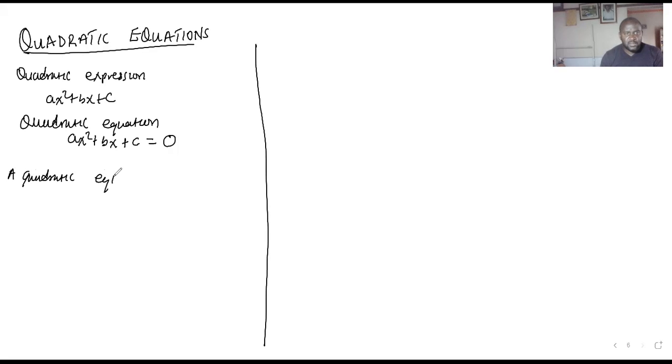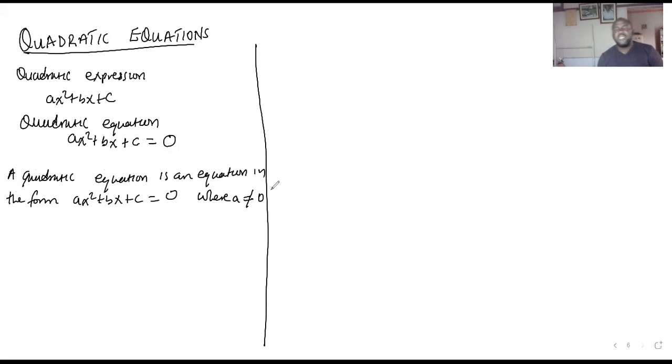A quadratic equation is an equation in the form ax squared plus bx plus c is equal to 0, whereby a is not equal to 0. If a becomes 0, it becomes a linear equation, not a quadratic equation. So beyond quadratic equations, we shall see what we call polynomials as we go ahead.